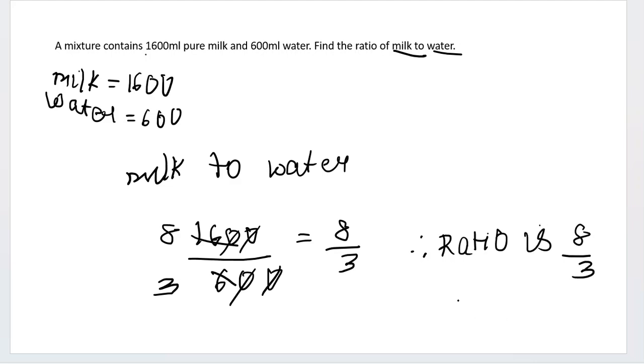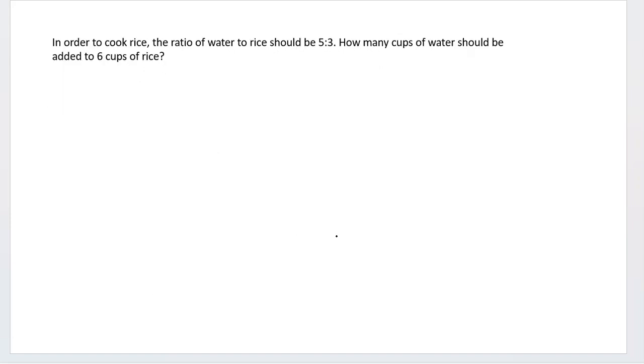We can also write this as 8 is to 3. This dashed line could be replaced by the dotted line. So this is how we find the ratio of milk to water. Basically, whatever is given first, we write its value first. Whatever is given later, we write the value later. And we get a fraction answer. And the thing is, we really don't accept a decimal answer in this case.